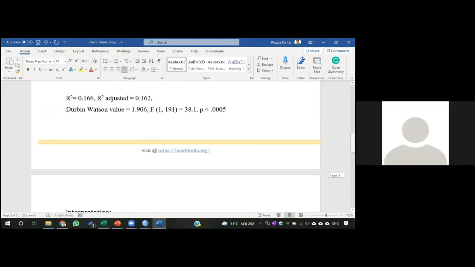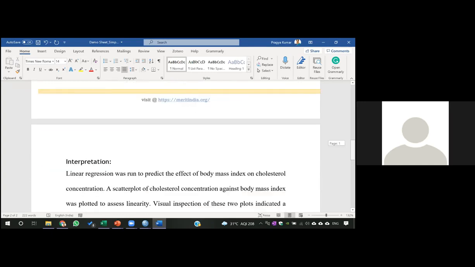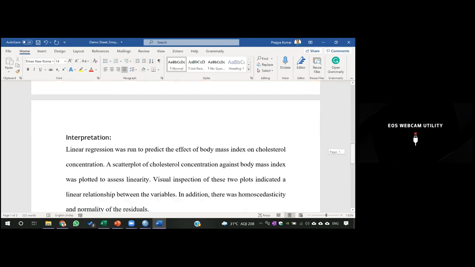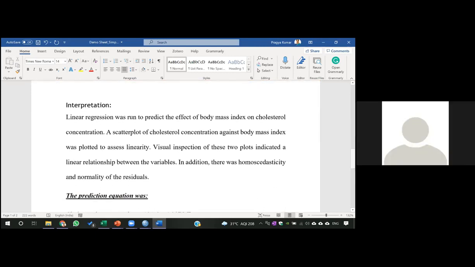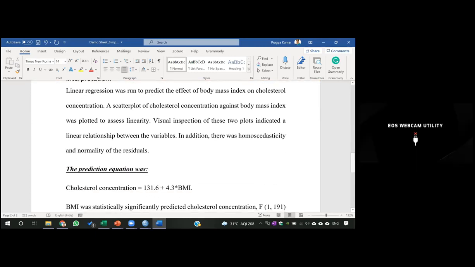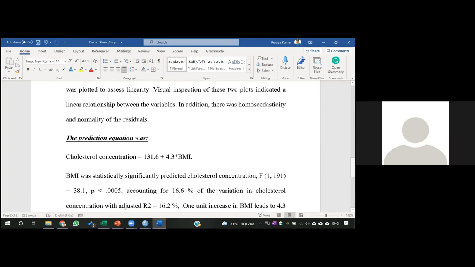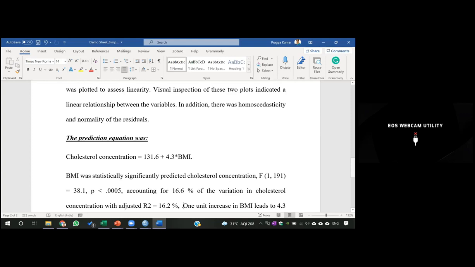Ma'am, I just want to ask one thing. Suppose the result did not come significant. So then what changes would be in the interpretation? Then you can write that it was not significant, the way you write it for the other result. Okay, so then we can write BMI non-significantly predicted cholesterol concentration. Yes. You tried making the model, you tried predicting it, but it is not significant.